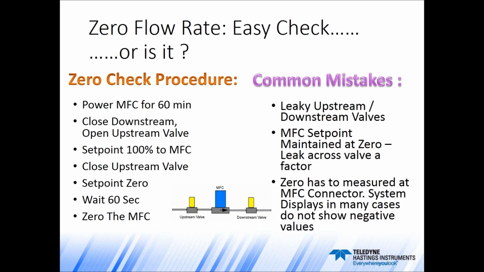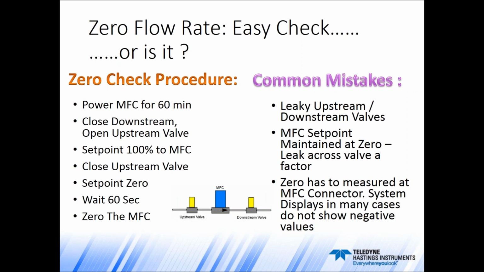One procedure for checking 0 is to allow the MFC to warm up and then close the downstream valve and open the upstream valve. Next, we send a full scale 100% command signal to the MFC, and then we close the upstream valve and send a 0% command signal. We then wait a minute and check the 0 reading. Now, at this point, obviously, we should be getting a 0 flow indication. For example, in the analog world, we should see 0 volts or 4 milliamps. So if that's not happening, if we're getting a voltage that's floating around or current that's not stable, we're not getting that 0 volt or 4 milliamp, there's got to be an issue with the wiring.